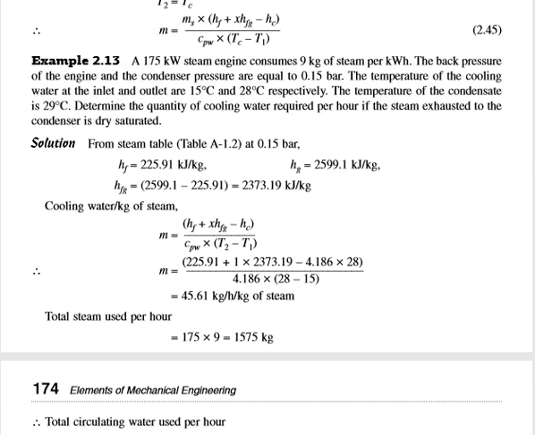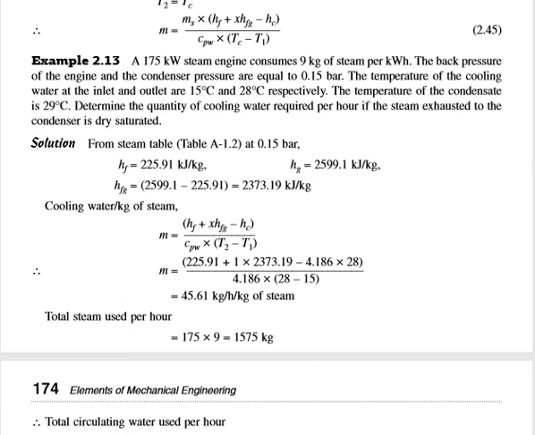First of all, you have to identify which cycle the numerical belongs to. In this case the condenser is given, that means it is a condenser numerical. The steam engine power output is 175 kilowatt, and 9 kg of steam per kilowatt hour is circulating in the cycle. The back pressure of the engine and the condenser pressure is given as 0.15 bar.